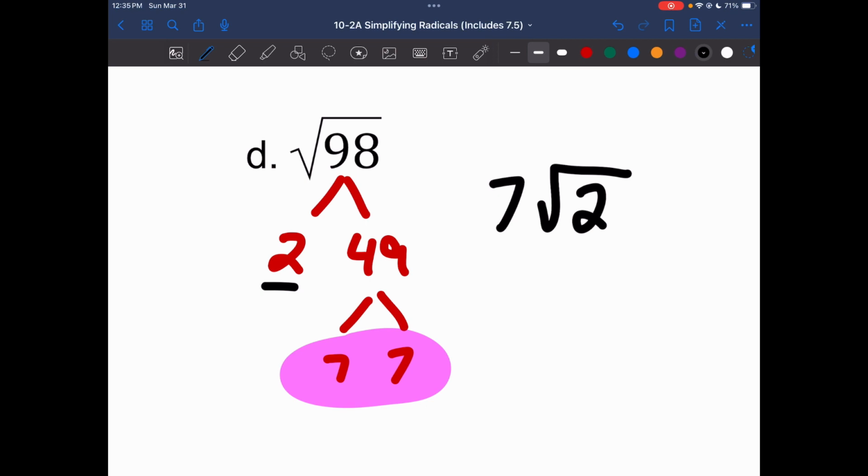Now you can double check all of these using your calculator. All you have to do is put in the square root of 98, hit enter, and then do 7 times the square root of 2, and you'll see you have the exact same decimal value.